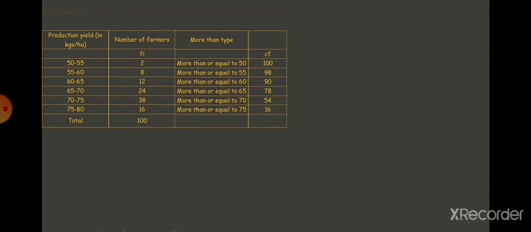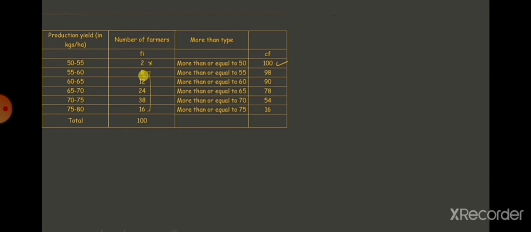We should add from down to up, or we have to subtract from the 100. So for more than, going down to up, 100 is the total frequency. Then you take that 100 here. Now 50 to 55 is 100 because it's more than, and the total is 100. Now the next one, how to do this second one? Second one, 100 minus 2, 100 minus 2, or you can add all the rest.